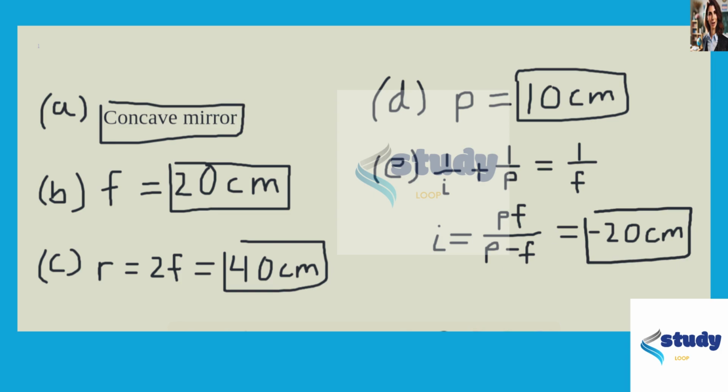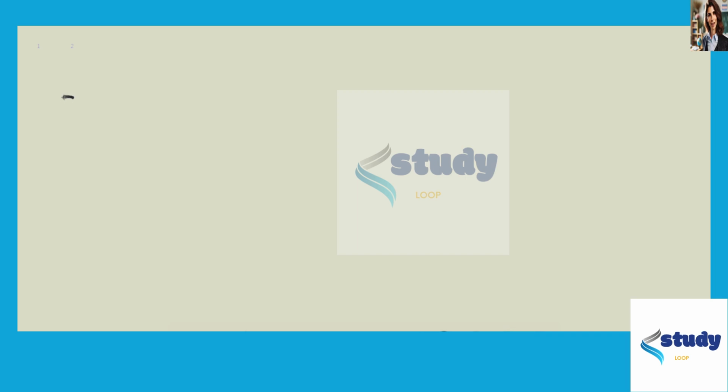Part F, we'll get a new page going here. Part F wants us to calculate the magnification of this image. So by definition, M, magnification, is equal to negative I divided by P. And make sure you plug in the negative signs if I or P is negative. And in this case, I is negative. So this comes out to equal 2. And that's a positive 2.